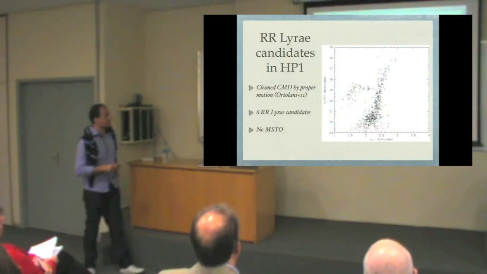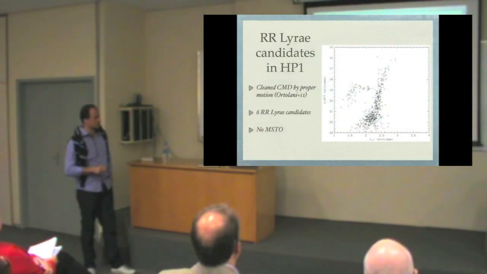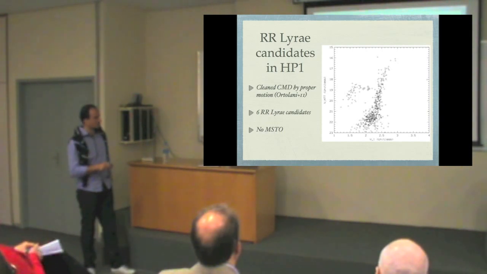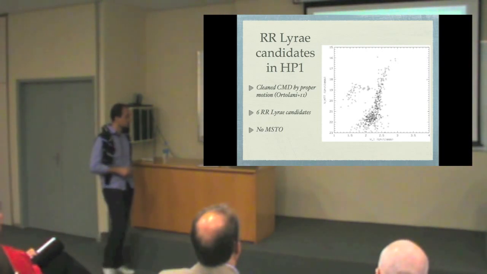Okay, here is the CMD, the color-magnitude diagram for the cluster. We cannot see the main sequence turnoff here, but you can see here the red giant branch and the blue horizontal branch here, and here the instability strip where I can find some candidates of variable stars.